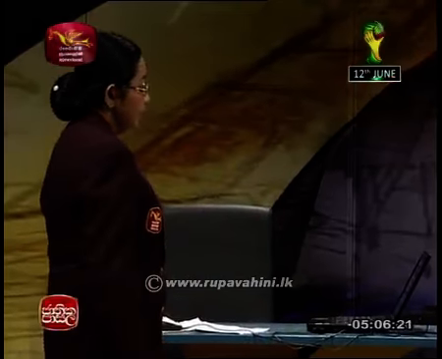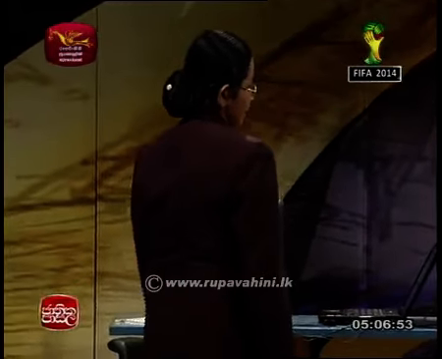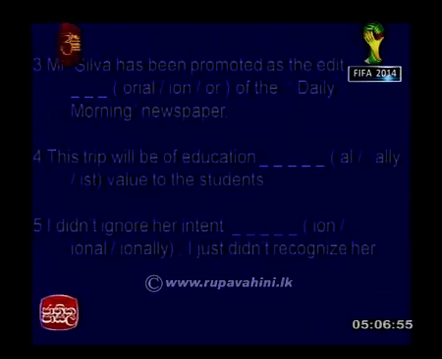The last one in the vocabulary section. I didn't ignore her intention, intentional, intentionally. I just didn't recognize her. Recognize? හඳුනා ගන්නවා. Recognize, recognition, හඳුනා ගැනීම. Recognize is the verb. Recognition is the noun. So the answer is, I didn't ignore her intention.